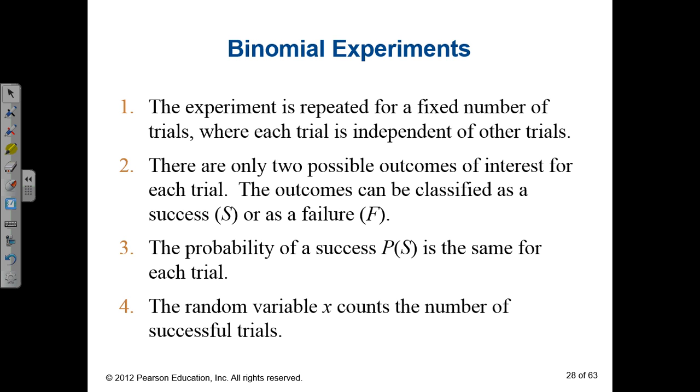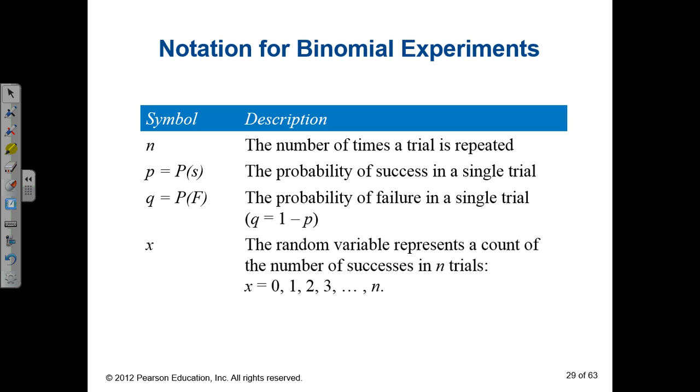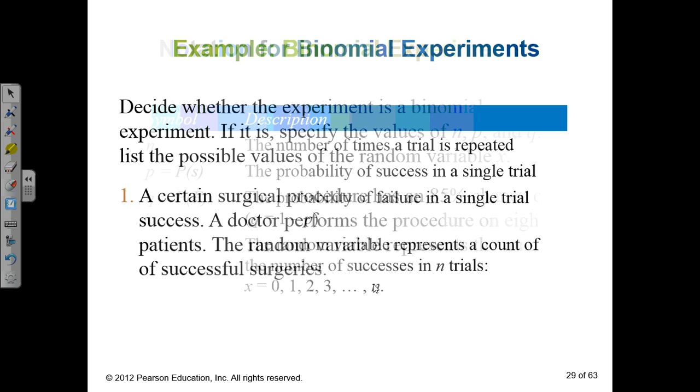And the random variable x must stand for the number of successful trials. In notation, we're going to let n denote the fixed number of times that we repeat the trial. P stands for the probability of a success. Q is the probability of a failure. Notice since there's only 2 possible outcomes, Q is equal to 1 minus P. And X is the number of successes out of n trials. We could see no successes, 1 success, 2 successes, all the way up to n successes.